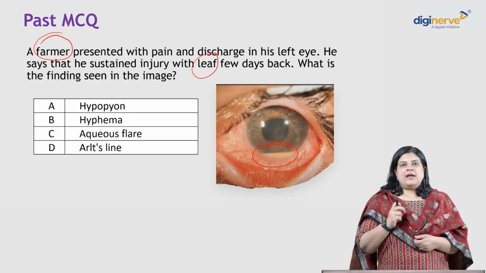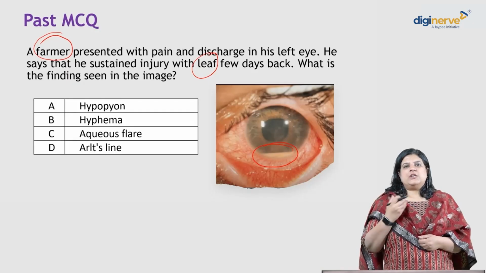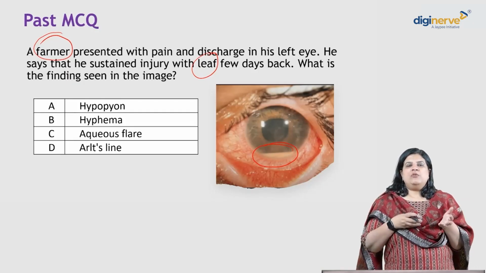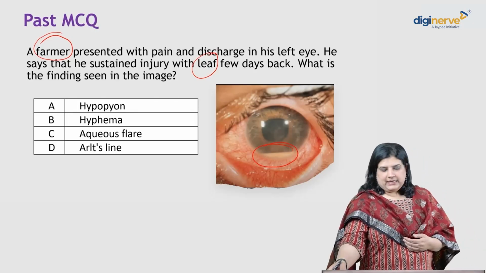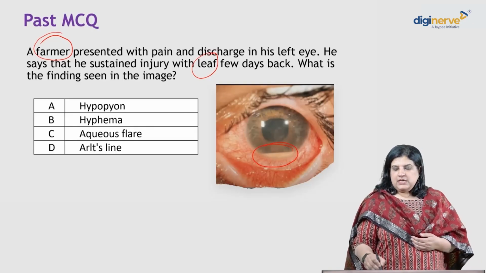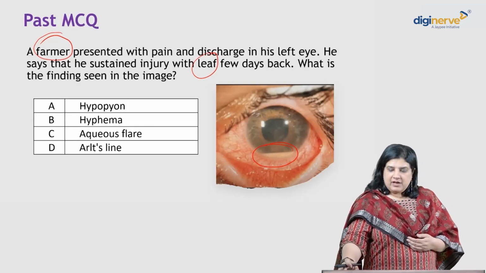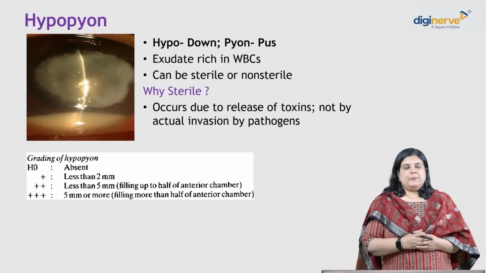Hyphema means blood in the anterior chamber. Aqueous flare is the proteinaceous release from the polymorphonuclear cells in the aqueous, and Arlt's line is seen in trachoma. So this image is actually showing us a hypopyon, and we are basically talking about a fungal keratitis patient.